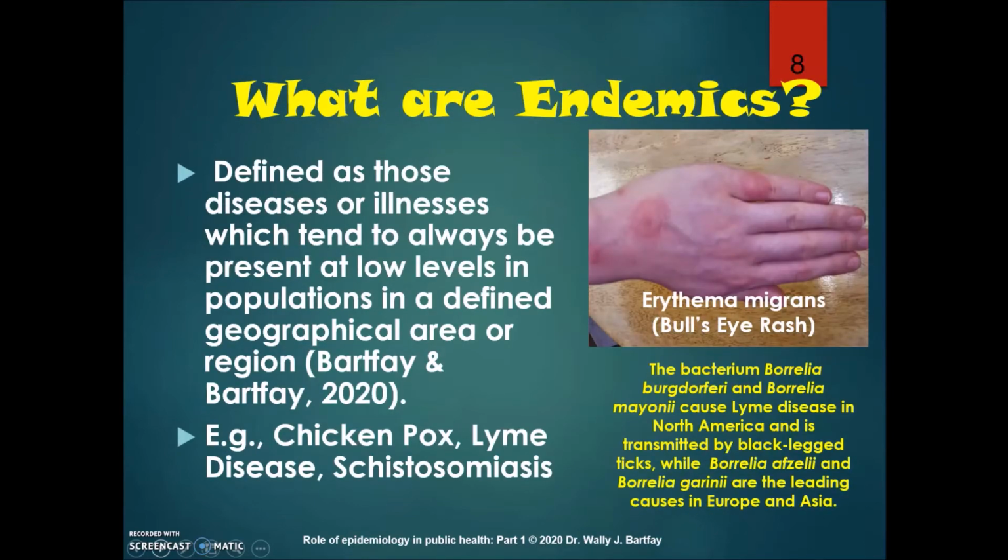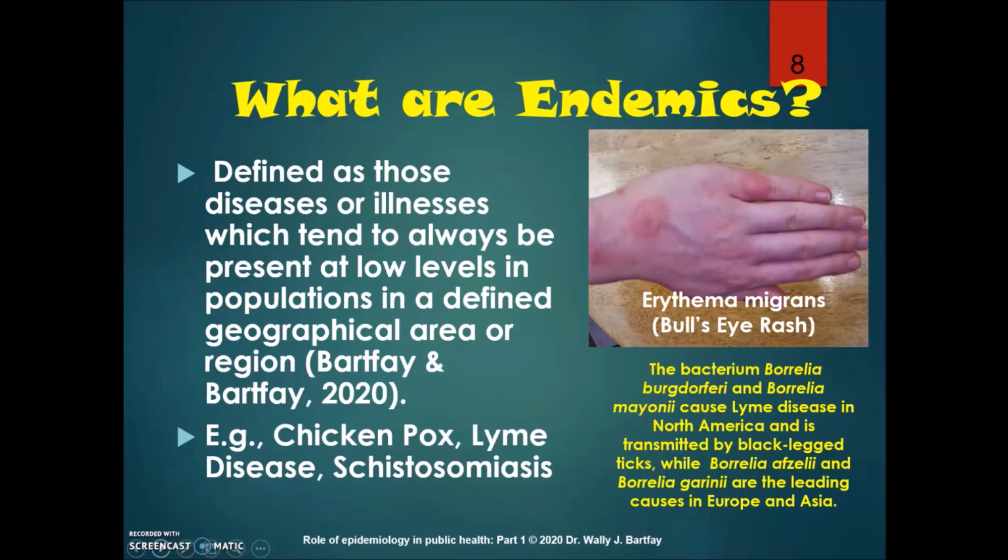What are endemics? Well, endemics are defined as those diseases or illnesses which tend to always be present at low levels in populations in a defined geographical area or region. So things like Lyme disease and chicken pox, for example, are quite endemic in many parts of Europe, in North America, in Canada, and the United States, for example.